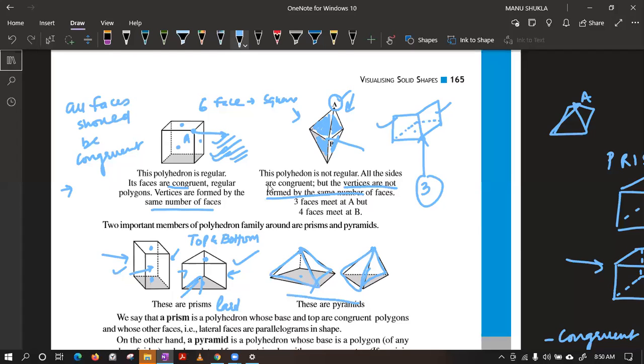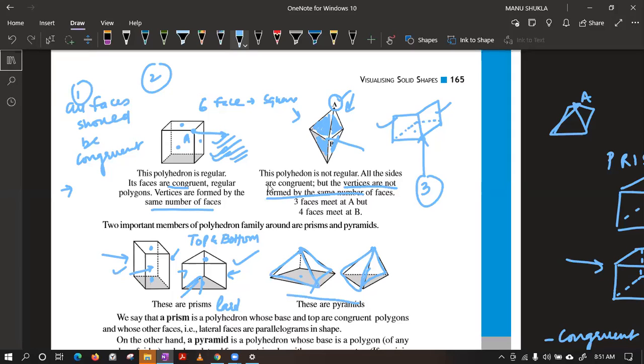And what was the second condition? Please tell me. This was the first condition. What was the second condition? What is the difference between equal and congruent? They are almost the same only, but still it is fine. Now, class, please tell me what was the second condition. Okay, Ananya is saying all vertices should be made up with an equal number of edges.